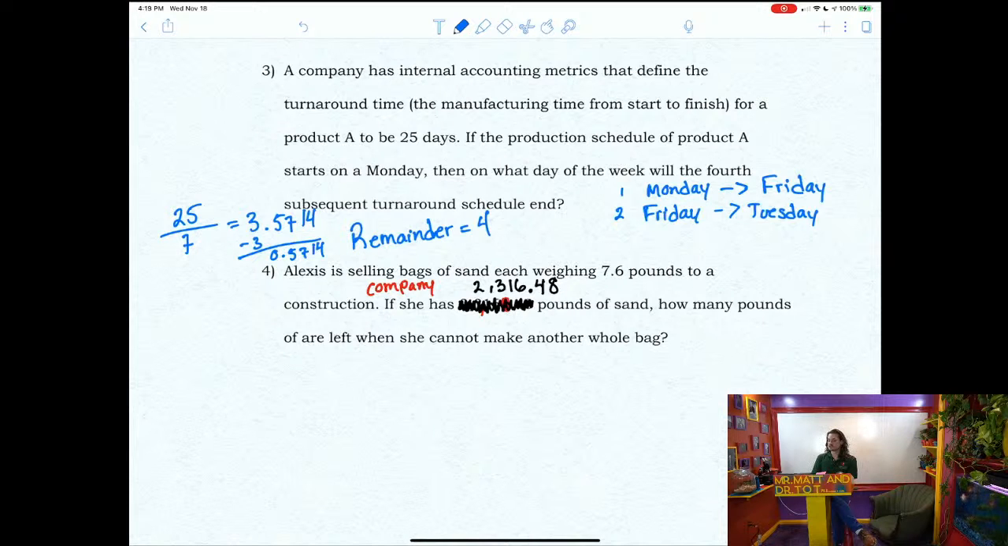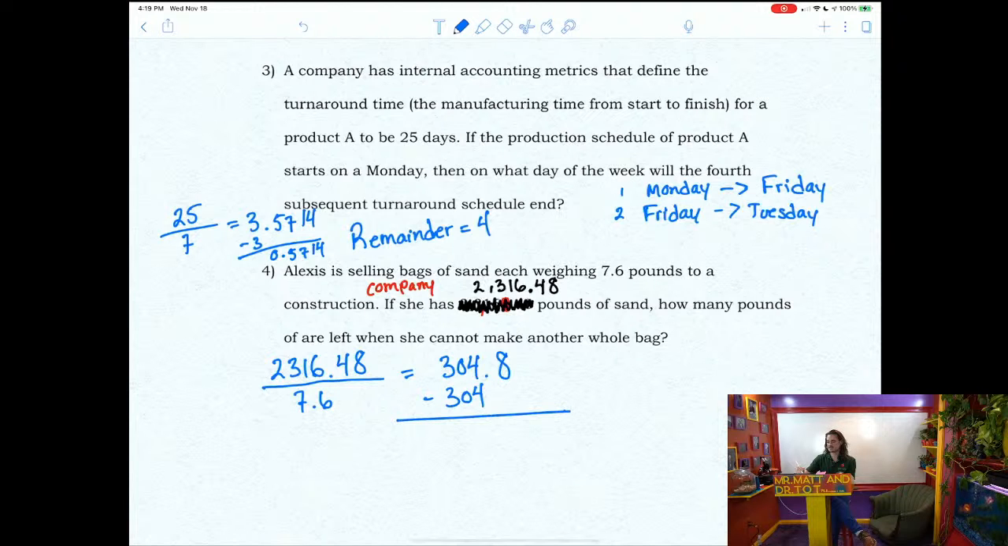Number 4, if she has 2,316.48 pounds and she's dividing that into bags each weighing 7.6 pounds, that's going to be 304.8. So how many pounds are left when she can't make another whole bag? That means that she's able to make a total of 304 whole bags with a 0.8 remainder. Remember that you're going to multiply that 0.8 remainder by your initial divisor of 7.6 in order to calculate the total number of pounds that are remaining when she can't make another whole bag.